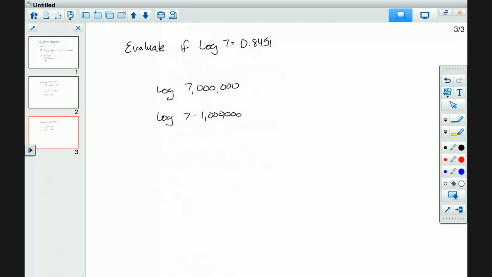Now you can split them. Log 7 plus, and what is that as a power of 10? 6. We know log 7. What's log 10 to the 6th? 6. Remember, this is base 10. Those are inverses. They cancel each other out. And then you can add.